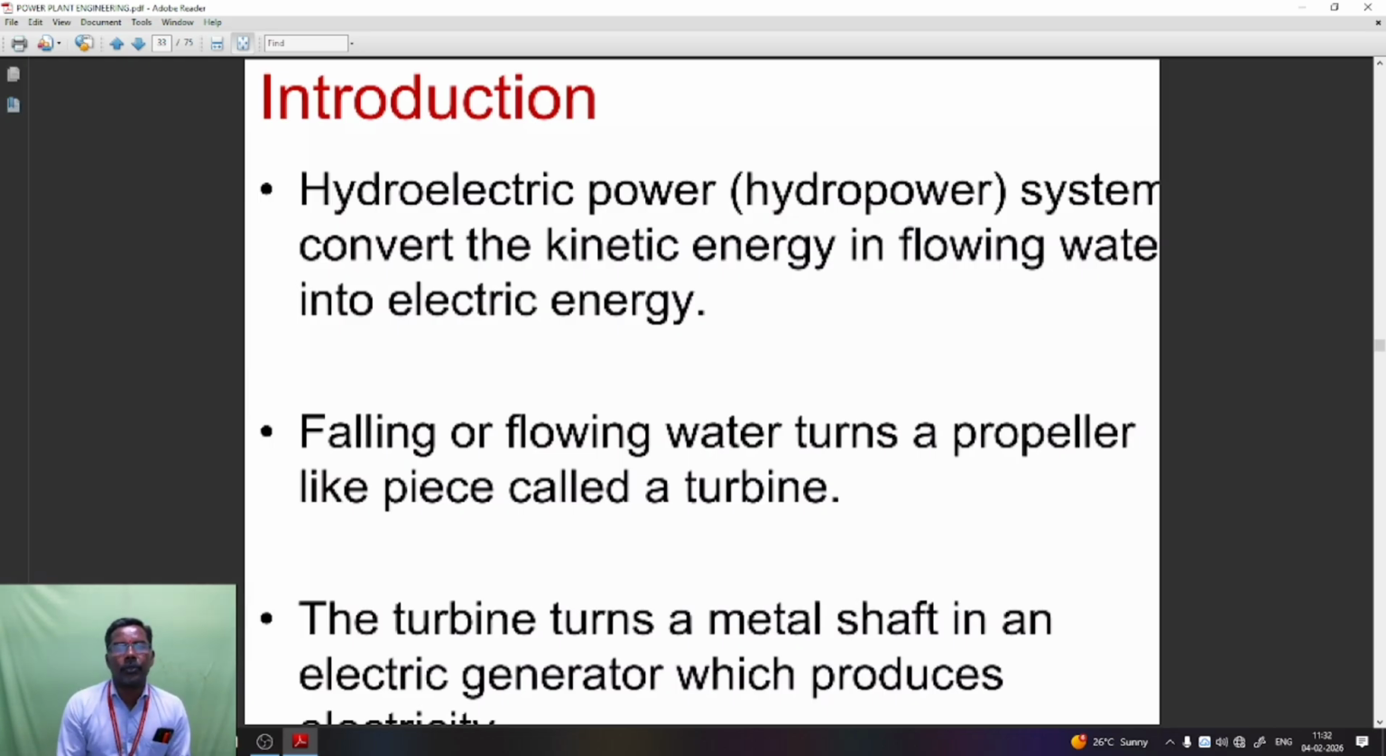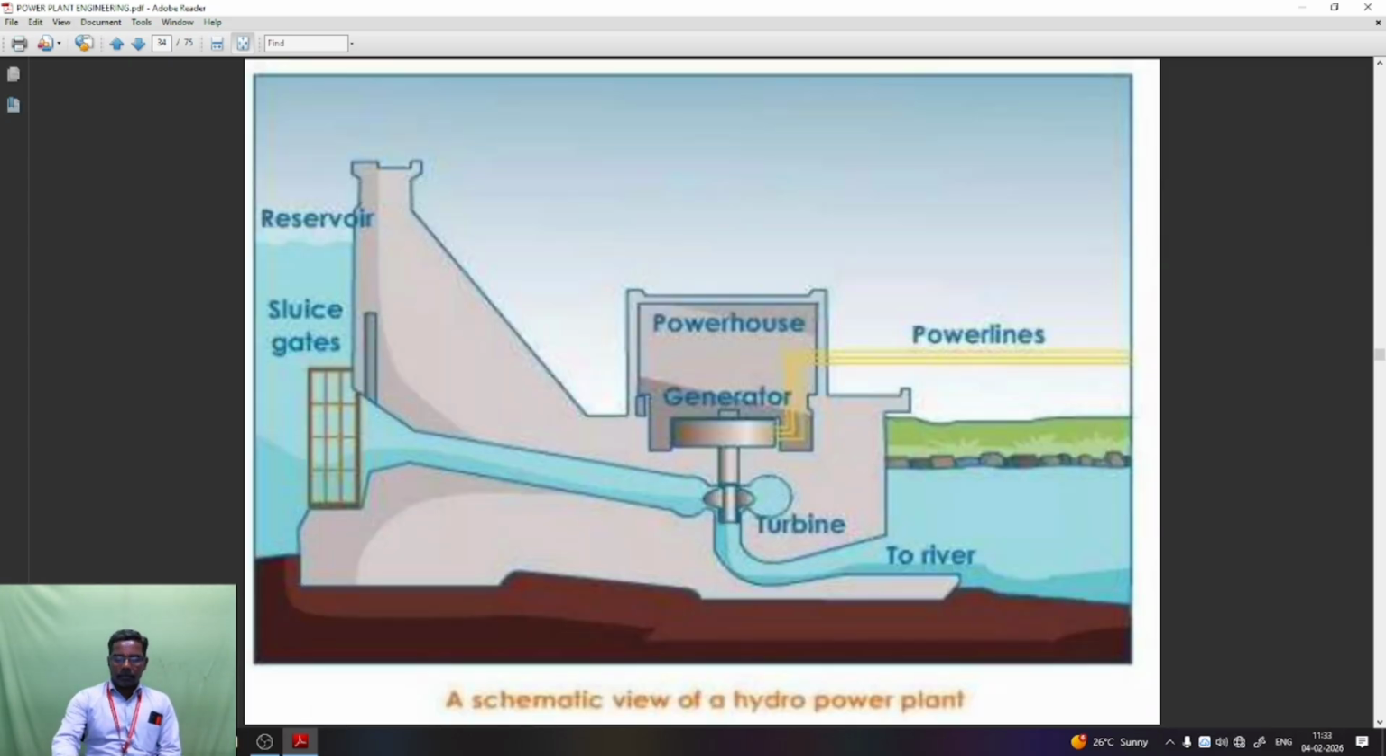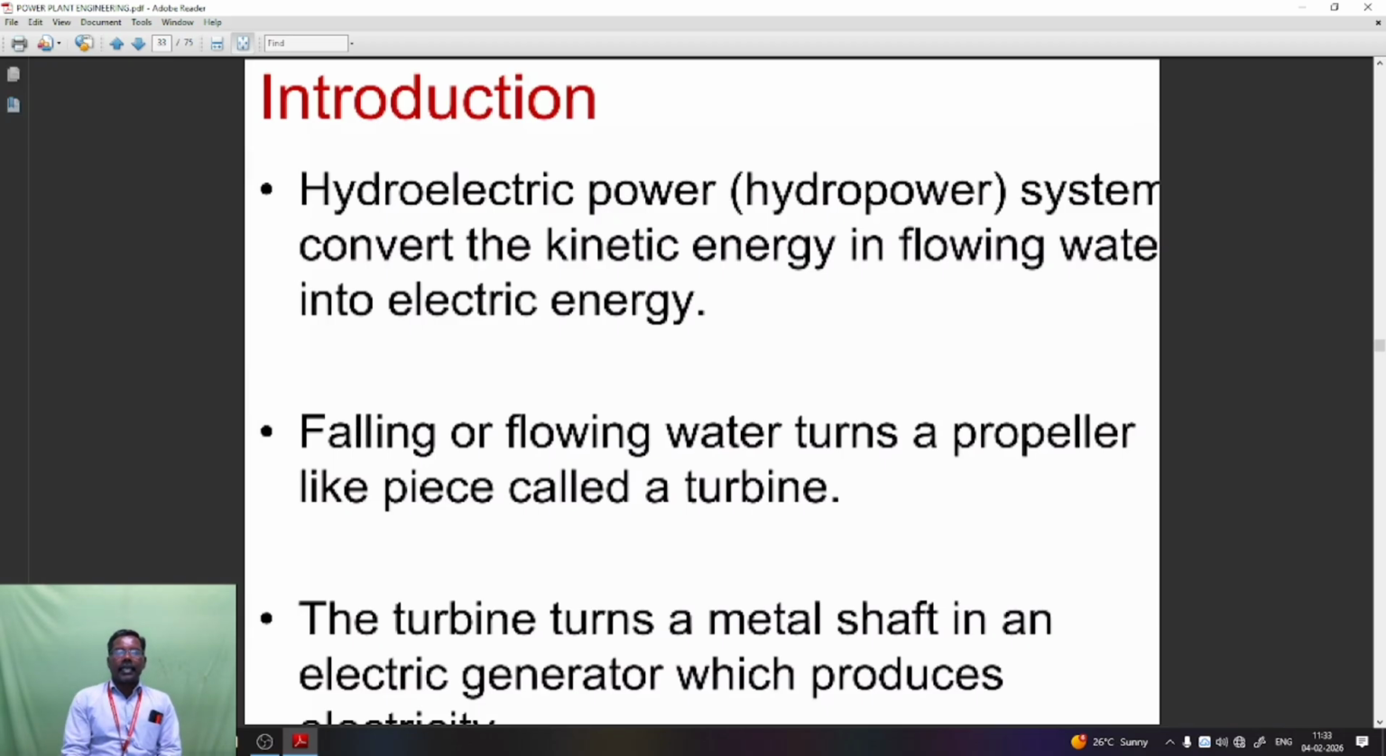Next, I am going to explain about the hydroelectric power plant. A hydroelectric power plant system converts the kinetic energy in flowing water into electric energy. Falling or flowing water turns a propeller-like device called a turbine. The turbine turns a metal shaft in an electric generator, which produces electricity.